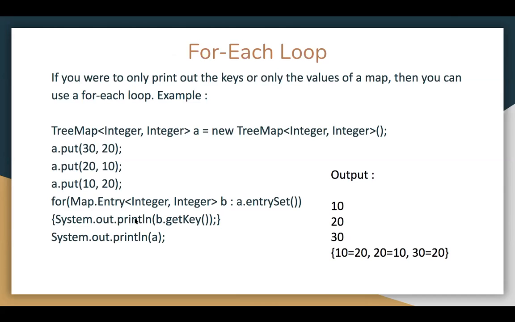And then in here, we're printing out b.getKey, since that's the method for getting a key in a TreeMap. Yeah, and that will print out the keys. So you can see here that we have 10, 20, and 30. And if we just print out the TreeMap, you have 10, 20, and 30 here as the keys. And you can see they're all in order and they're all here.